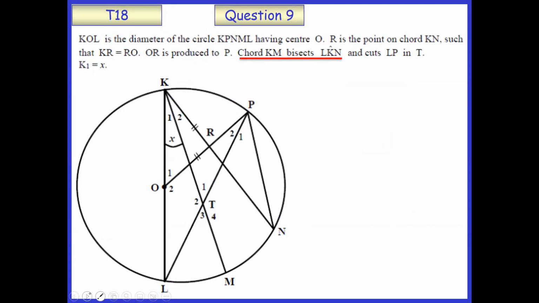Okay, let's start the question. So the first thing we can say is K2 is equal to X. And the reason why is it's underlined: KM bisects LKN. We don't know what the question is yet, all right? We're coming to the question. Okay, I missed the question. I should have told you what the question was. Can we just go back?